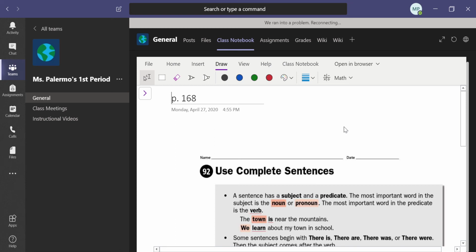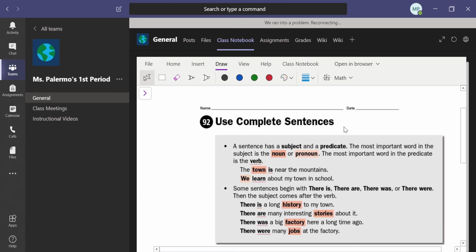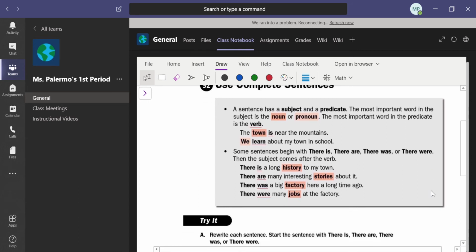Hi everybody! Here is the video to show you guys how to do page 168 in your grammar work. We're going to continue talking about using complete sentences, but instead of just using a noun or pronoun for the subject, we're going to replace it with there is, there are, there was, or there were. You're going to want to remember what the differences are here.